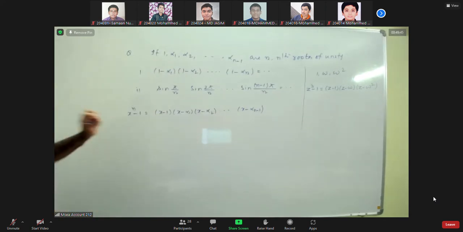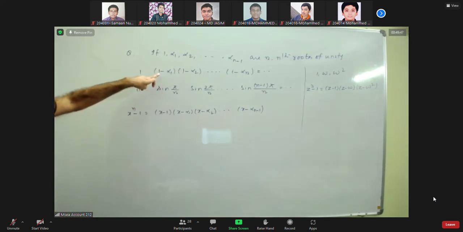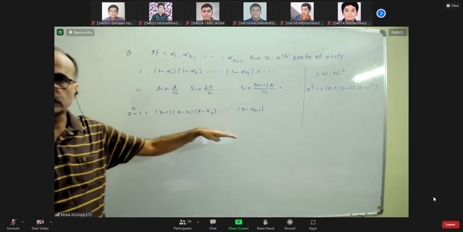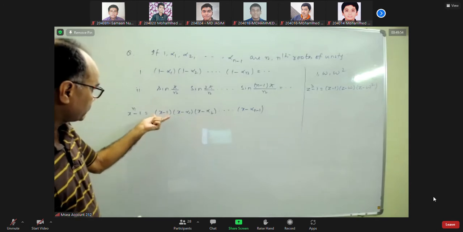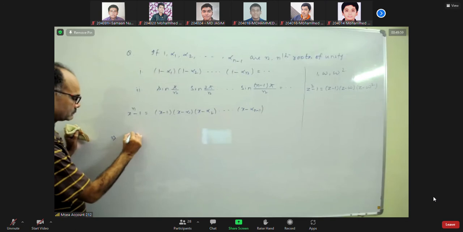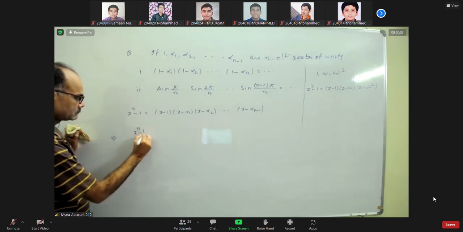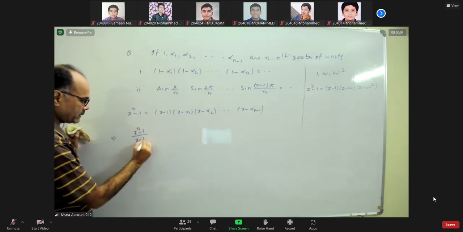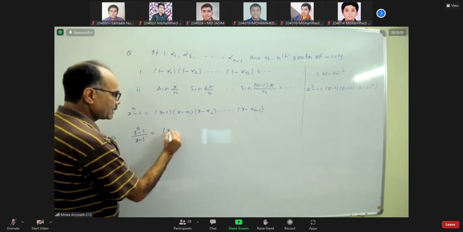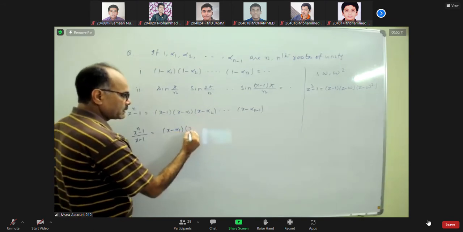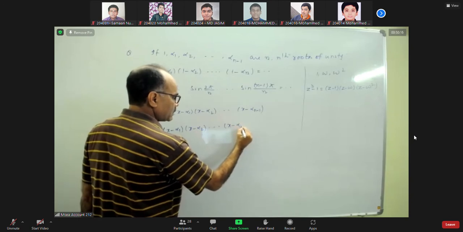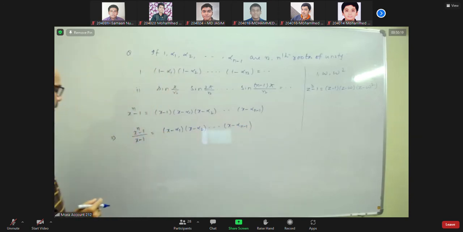Okay. Now we want x equal to 1, but if you put x equal to 1 here, that side will be 0, it will vanish. So we don't want this term. Sending this term to the left-hand side: minus 1 by x minus 1, equals x minus alpha 1 into x minus alpha 2 to x minus alpha n minus 1. Now we can take limit x tends to 1.